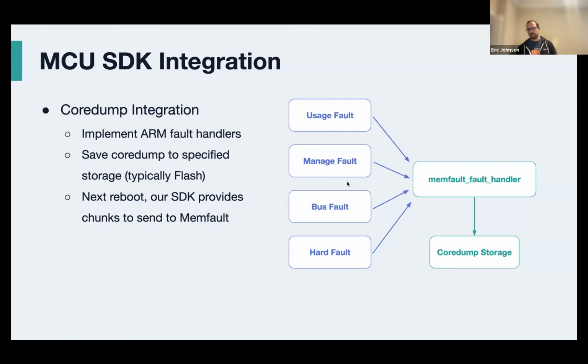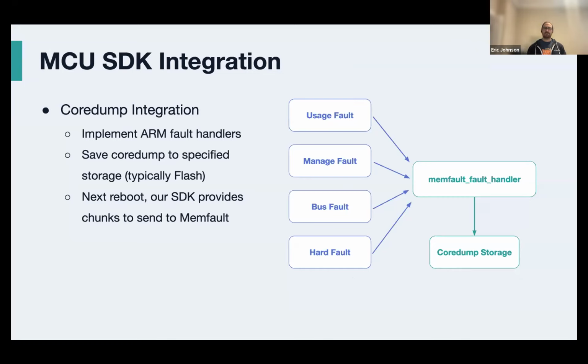So how do we do all this? I'll start off with talking about our SDK integration. In this case, I'm focusing on the ARM core architecture, but we also support a few others, and we'll go into that later in the talk. But with ARM, we hook into the standard fault handlers, such as hard faults or usage fault, and we route these to our main fault handler, the Memfault fault handler.